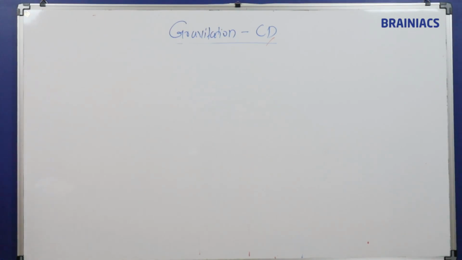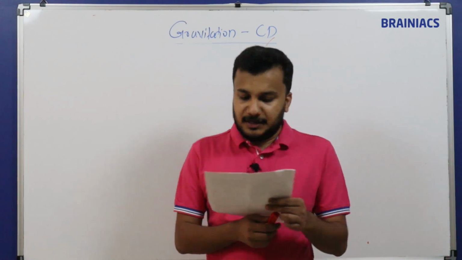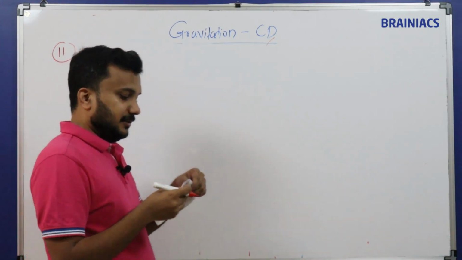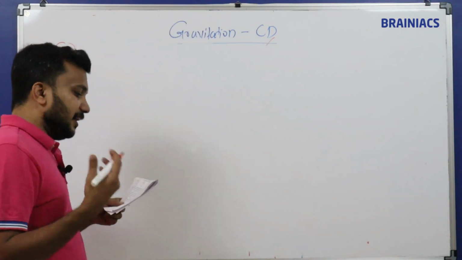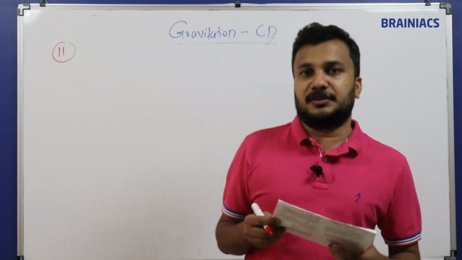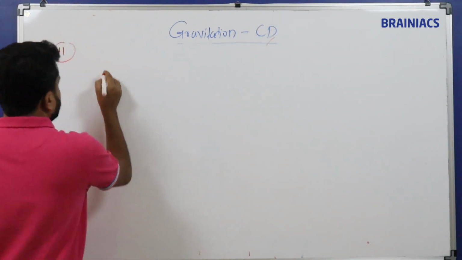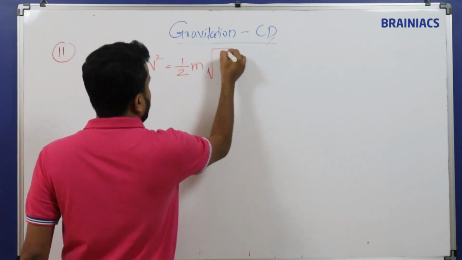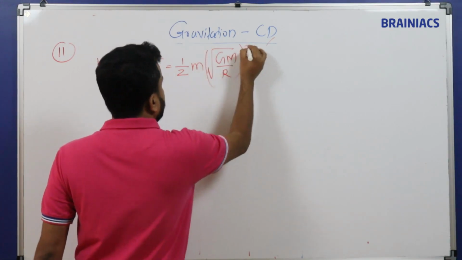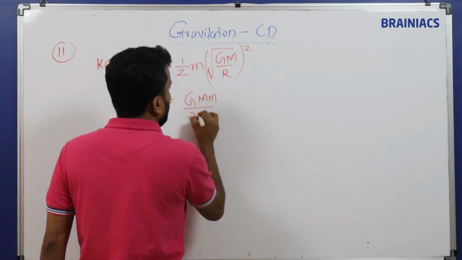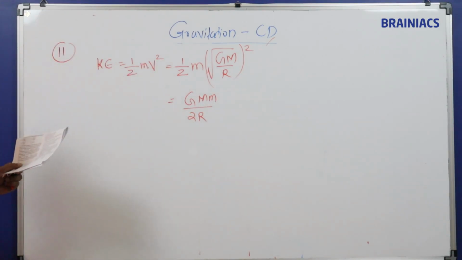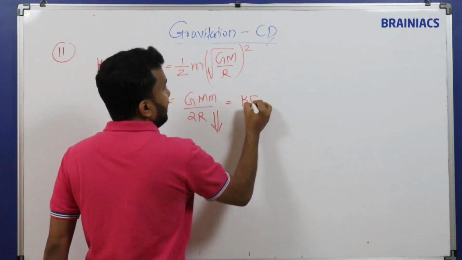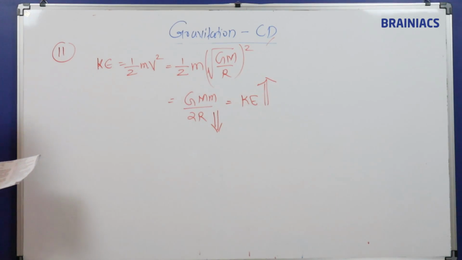So we'll move to the 11th question. In case of orbiting satellites, if the radius of orbit is decreased, what will happen to kinetic energy? What will happen to the potential energy? We have to see. What is kinetic energy? Kinetic energy is equal to half mv square. Here v becomes orbital velocity, so 1 by 2 m into GM by r, that is the v square. So what will we get? GMm divided by 2r. Okay, this is for kinetic energy. So what is the question? If the orbiting radius is decreased, when r reduces, what will happen to kinetic energy? It increases. First point, kinetic energy increases.